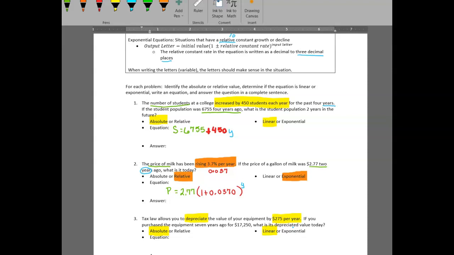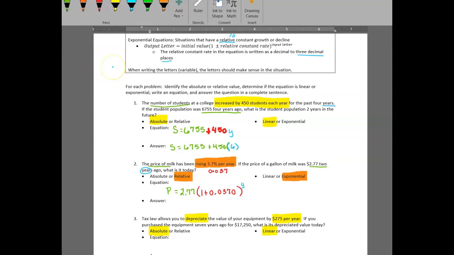All right, so for the answer, let's go back to number 1. Let's look at the answer. So what it's telling us to do is just plug in. So we have S equals 6755 plus 450 times, we want to know how many years. What was the student population 2 years into the future? So this started 4 years ago. 2 years into the future, we're going to plug in a 6. Let me do that in blue just so you can see it. We're going to plug in a 6.